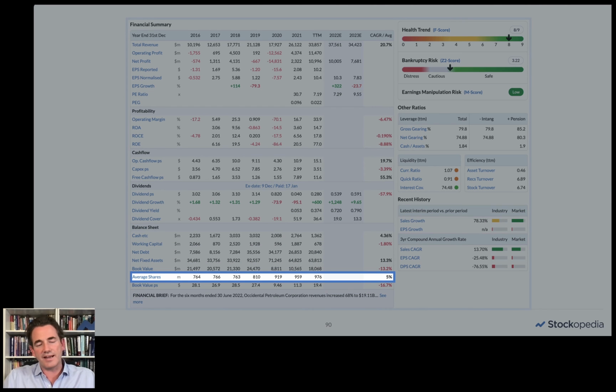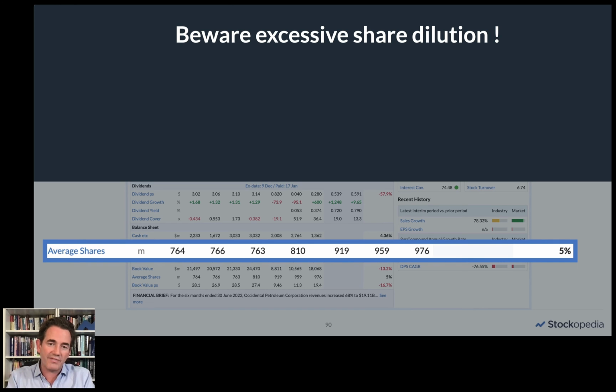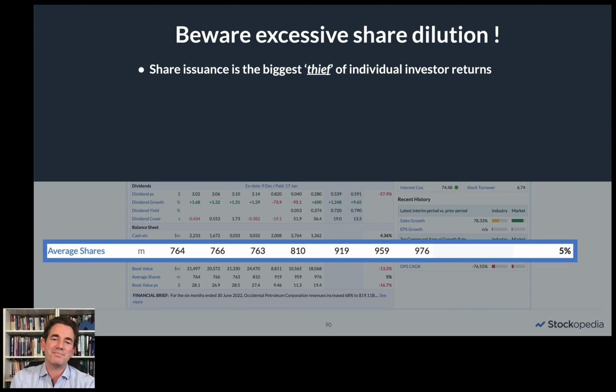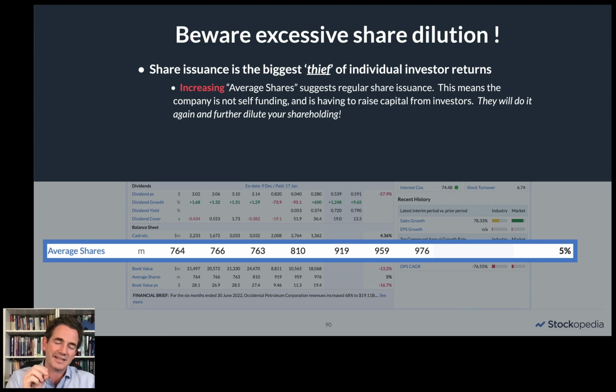Now, there's a hidden line down here under the balance sheet, which I want to focus on, called average shares. And for a private investor, this is such an important thing to look at. I can't express it enough. Share dilution is the biggest thief of individual investor returns. And it happens in these story-driven stocks all the time. I really need to make more of this, but increasing average shares suggests regular share issuance. If it goes up too much, then that means a company may not be self-funding. They're having to raise equity capital from investors.